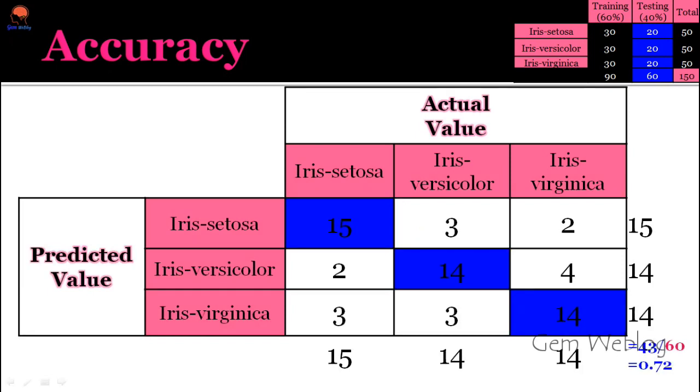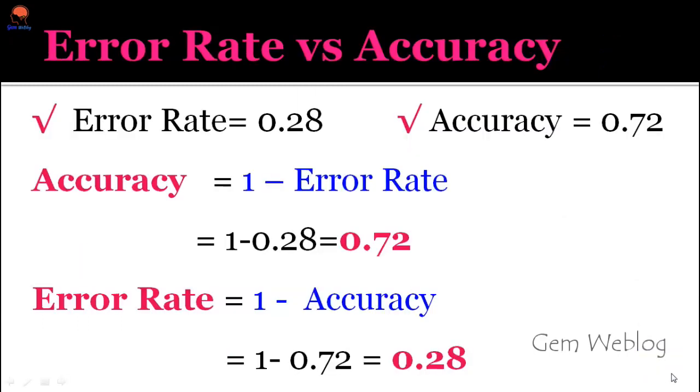Now we will calculate the accuracy rate. The values which lie diagonally are taken for accuracy. 15 plus 14 plus 14 is 43, divided by 60, equal to 0.72. Now, what is the relationship between error rate versus accuracy? As per the calculation, the error rate is 0.28 and accuracy is 0.72.